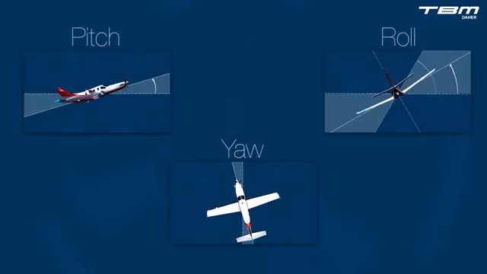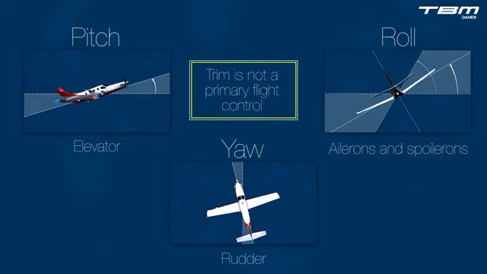The primary flight control for pitch is the elevator. The primary flight controls for TBM roll control are the ailerons and interconnected spoilerons. The most neglected primary flight control is the rudder, which either maintains or returns the aircraft to coordinated flight. Trim is not a primary flight control.